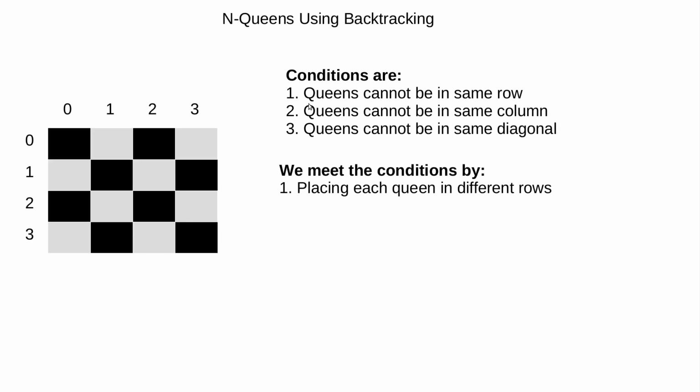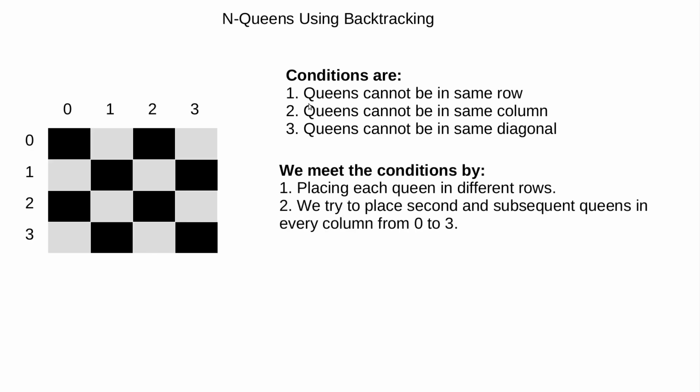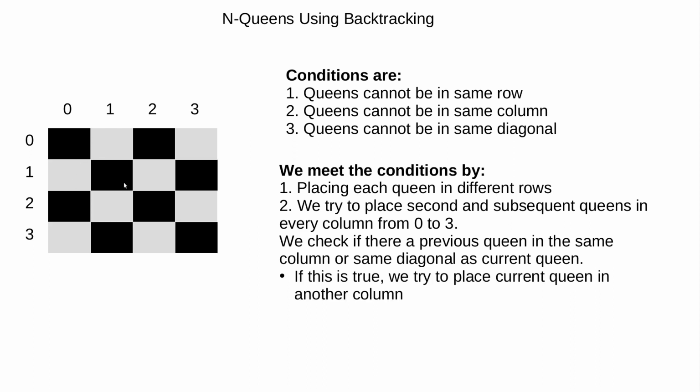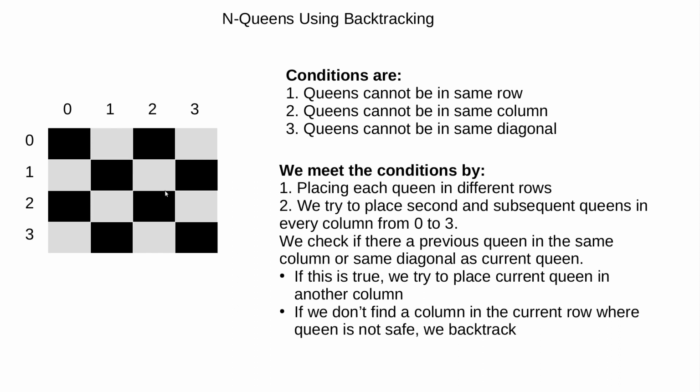For condition number 2 and 3, we try to place the second and the subsequent queens in every column from 0 to 3. So here we check if there is a previous queen in the same column or the same diagonal as the current queen. If this is true, then we try to place the current queen in another column. If we don't find a column in the current row where the queen is safe, then we backtrack.